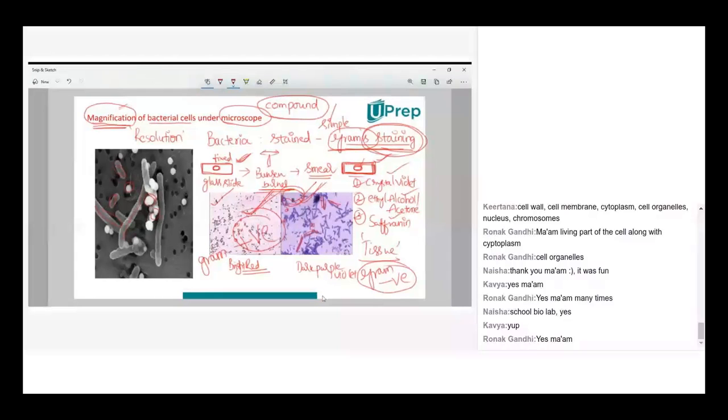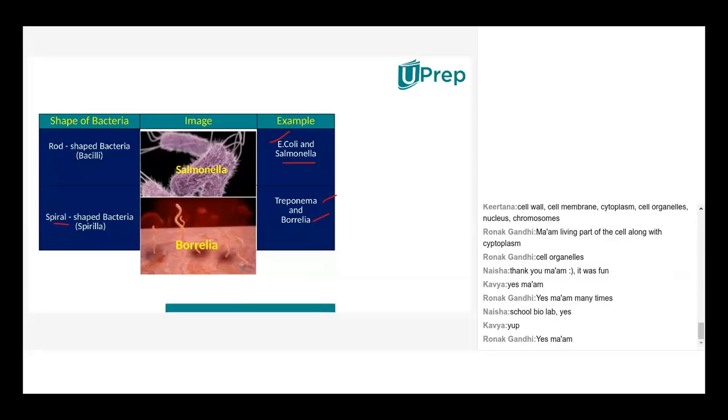Clear? So gram-positive bacteria are the ones which have taken the counter stain, safranin. That's why they are red in color. Gram-negative bacteria have taken the crystal violet color. That's all. Okay? Clear with the concept? Any doubt?